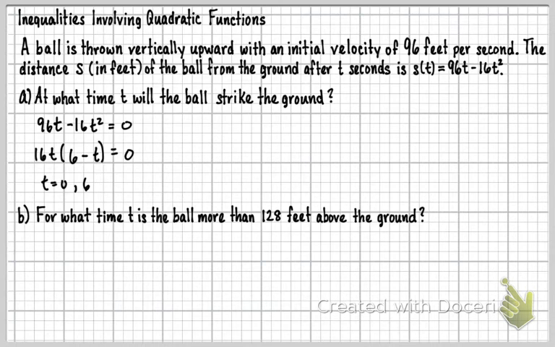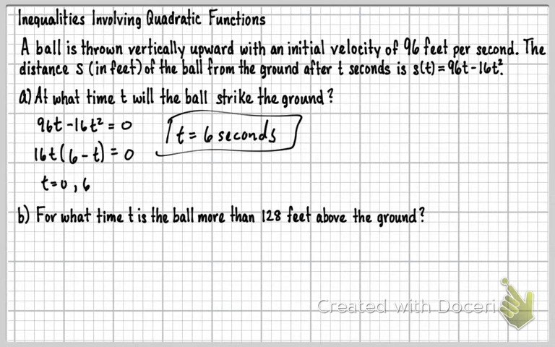So now, at what time does the ball strike the ground? It's thrown at t equals 0, so it's not going to be t equals 0. That's where it starts. But it strikes the ground at t equals 6 seconds. And that's what we're looking for here. So it strikes the ground at 6 seconds. So I would say t equals 6 seconds. Done.